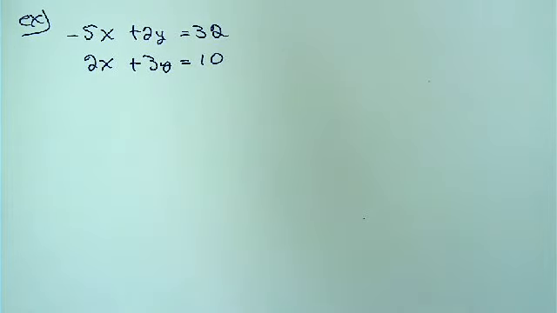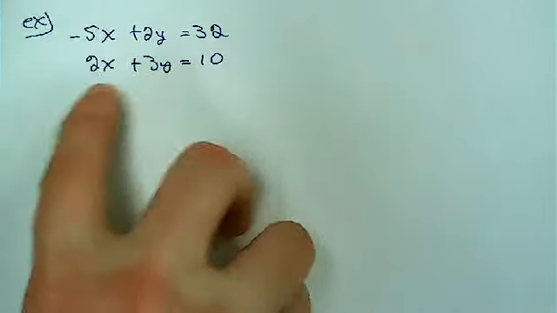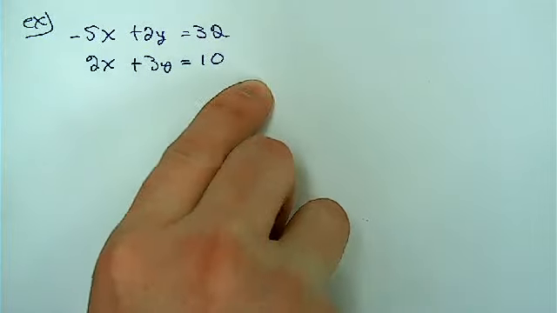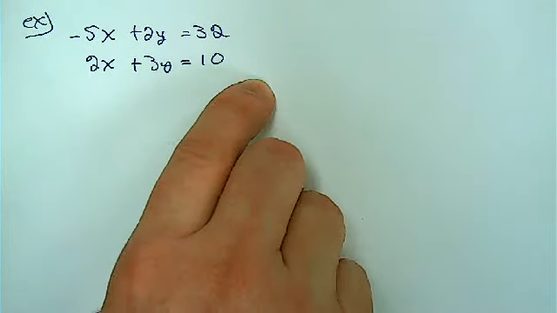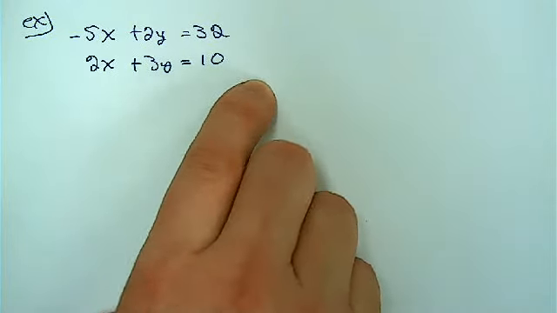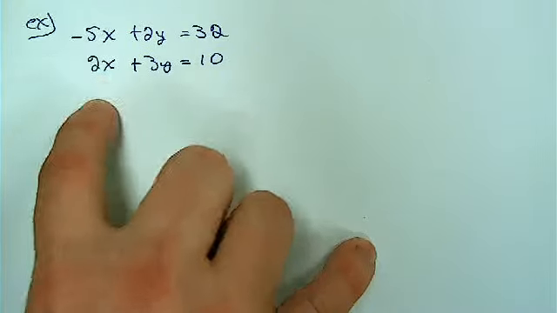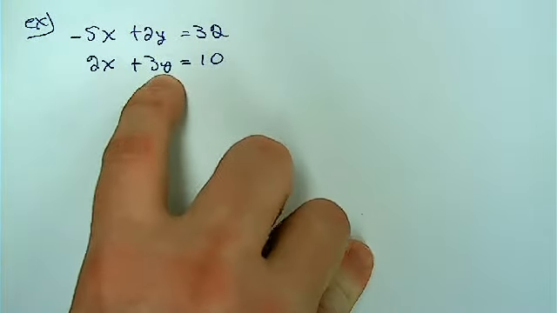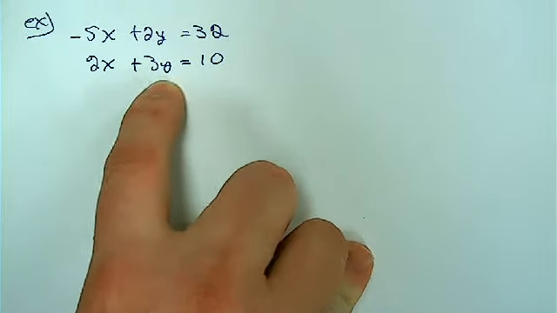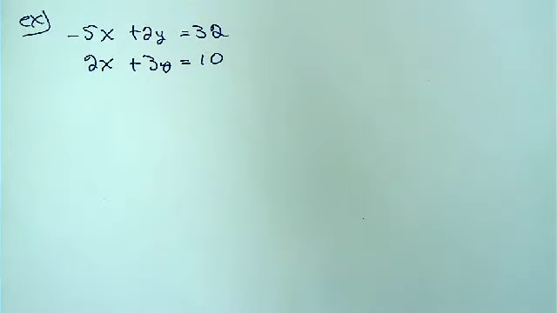Let's go through this one step by step, and then we'll slow down and let you do some practice and review and try on your own. If I combine these as is, does anybody drop out? Negative 5x plus 2x is negative 3x, so that's still there. 2y and 3y, that's 5y. So nobody drops.